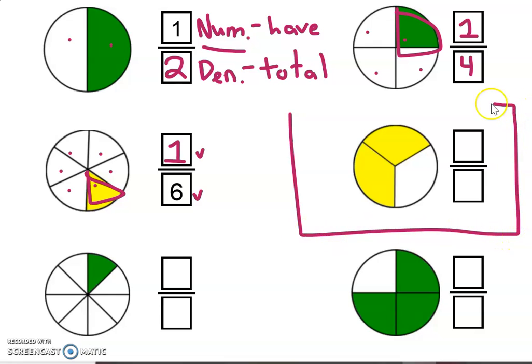Give this one a try on the worksheet that was sent home in your packets. This sheet should be sent home in your packets for you to be working on, there with a paper and pencil. So try this one by yourselves. What number should be in the denominator? That's our total, right? And then what number should be in the numerator? How many pieces do you have? How many are shaded in? I'm going to give you a second to do that, and then we're going to go over it together.